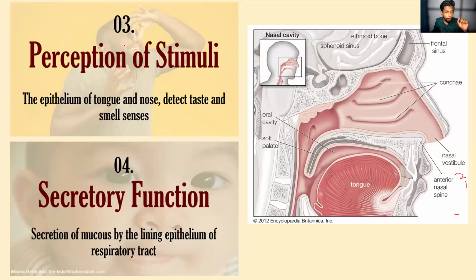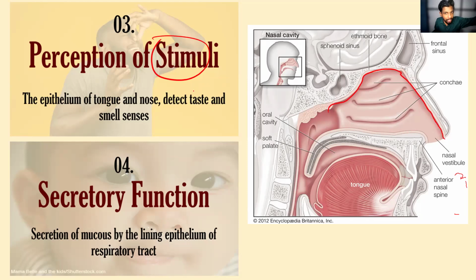And third one, perception of the stimuli. I already said that the nasal cavity is here, right? So here we have discussed the nasal cavity in the respiratory system. You may remember that one, right? So in the nasal cavity, here we have the surface, right? So in this area, we have the epithelial tissue.